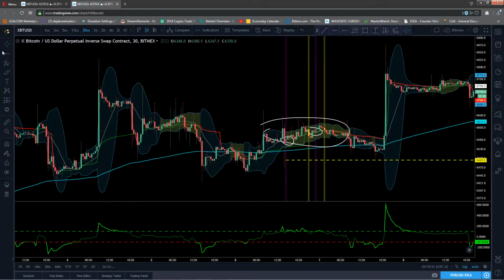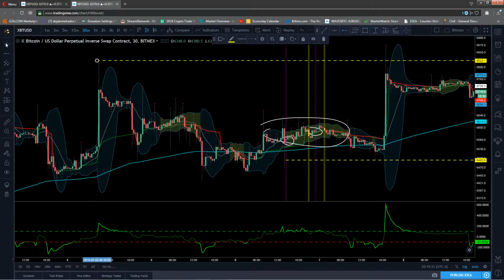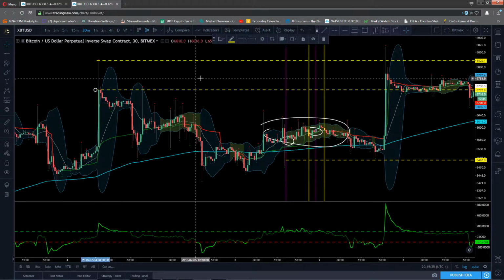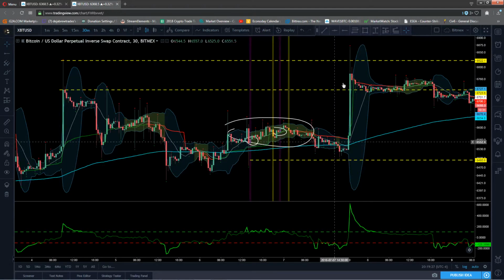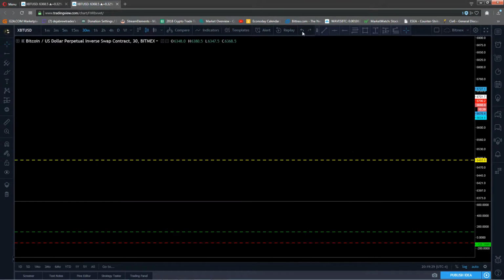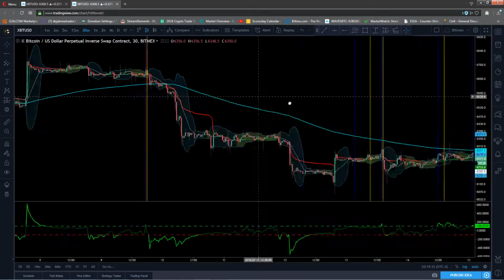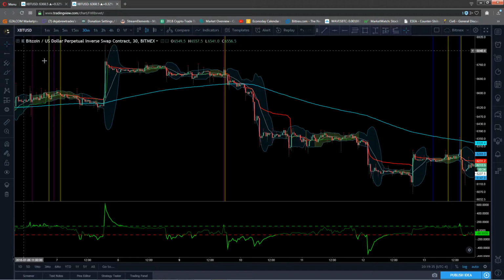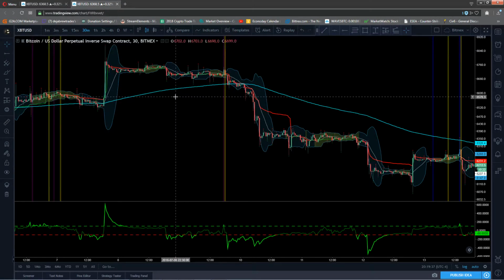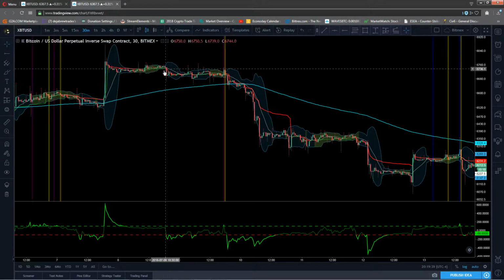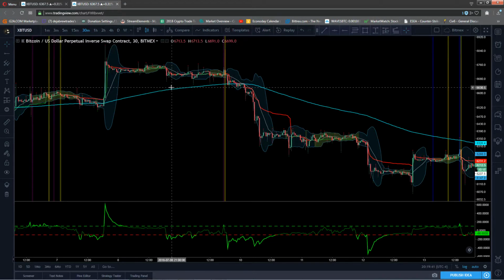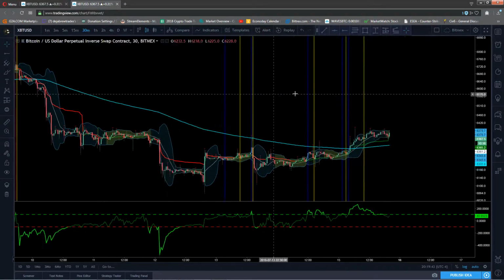Maybe you were targeting this high here. Maybe you were targeting this high here. You would have hit both of those targets. So make sure you're maintaining a proper risk to reward. And it's always best to keep your stop loss below support. If you take buy candles that are way above your support, then your stop losses are not going to be safe.